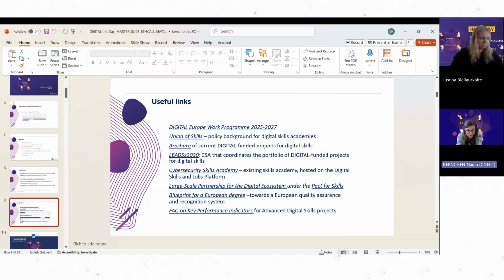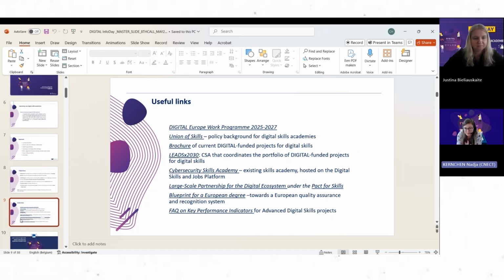Yes, then I've linked the blueprint of the European degree, just a bit of background on the accreditation topic in terms of higher education programs. And then the last link you see is an FAQ document on key performance indicators, because when the digital program was set up, a couple of key performance indicators were defined to measure each year the impact of the whole program. Out of those indicators, 2 of them are relevant for you to monitor for your projects.